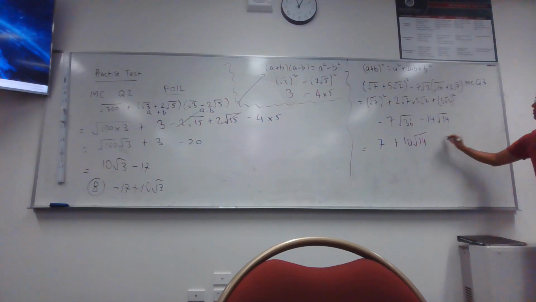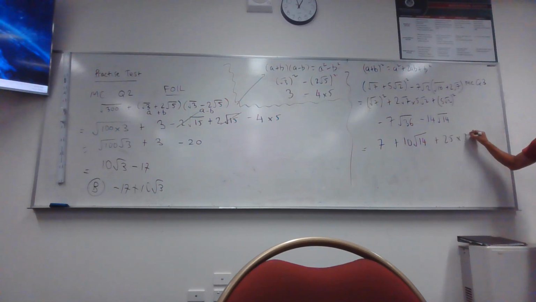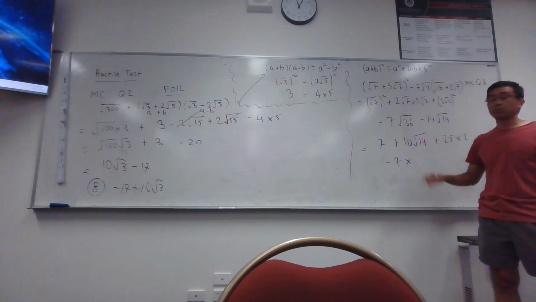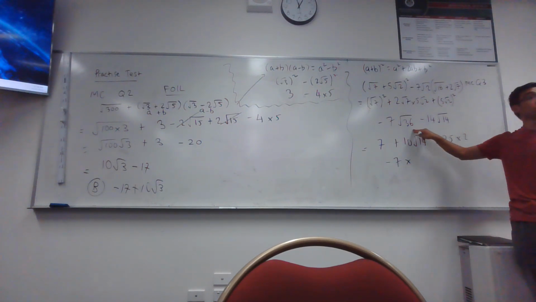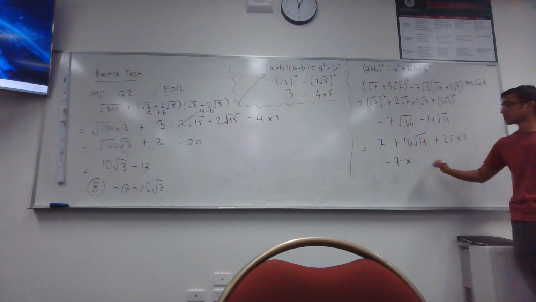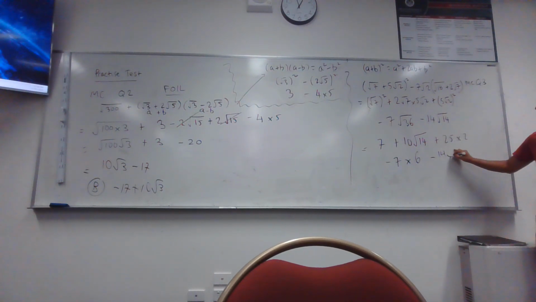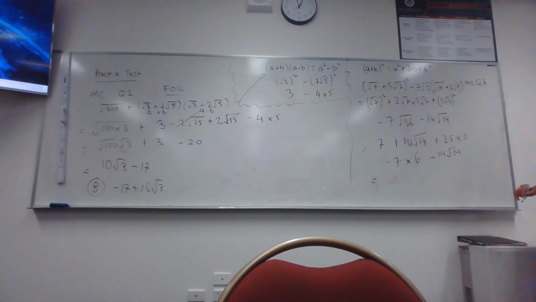5 squared is 25. And don't forget the third: root 2 squared is 2. Minus 7. What are we going to multiply 7 by? Not quite. 7 times 36. Oh, wait. 6. Minus 14 root 14.